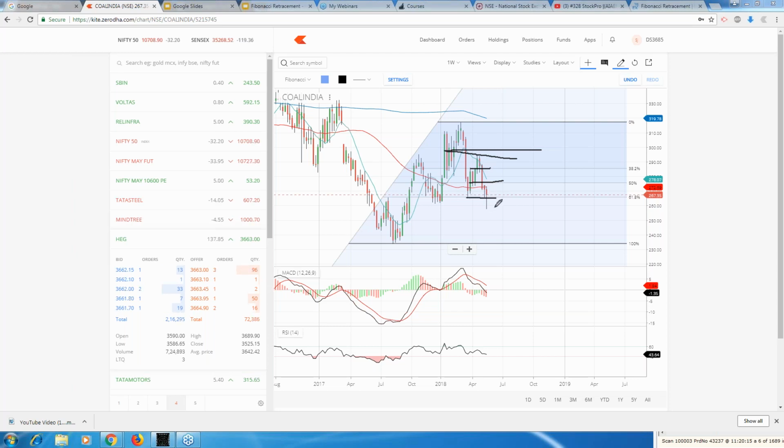It tried to go, but it's bouncing back, right? So this shows that there could be a support level for Coal India at around this place. This bounce shows that the stock is not crossing these levels in the downward direction with volumes, right? All right, let's look into many other stocks.